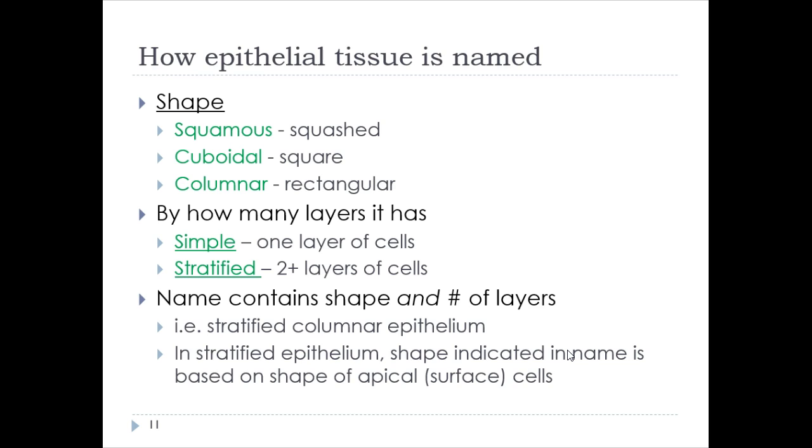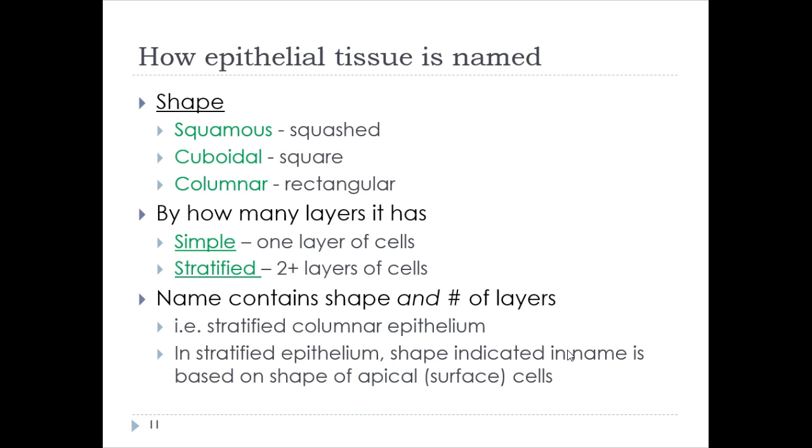Shape, there are a couple of different types. There's squamous, which sounds like squashed. You'll see what they look like in a minute. Cuboidal looks kind of like dice, square. And then columnar looks like little columns. So these names are pretty easy. Squamous is the only one that you might have to remember, but the other two look the way that they sound.